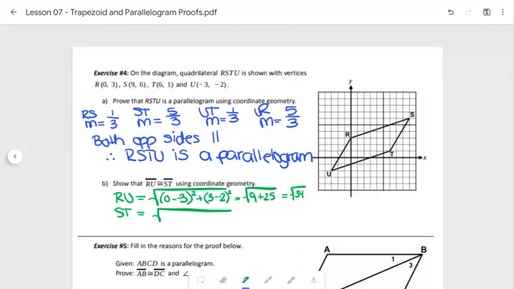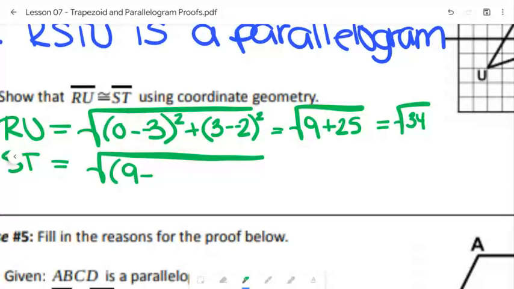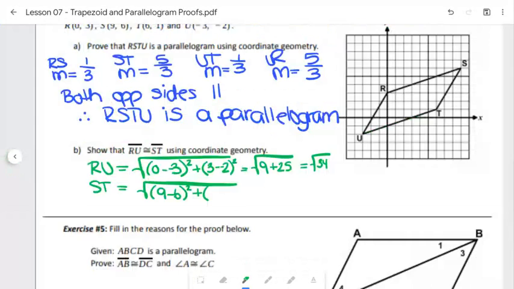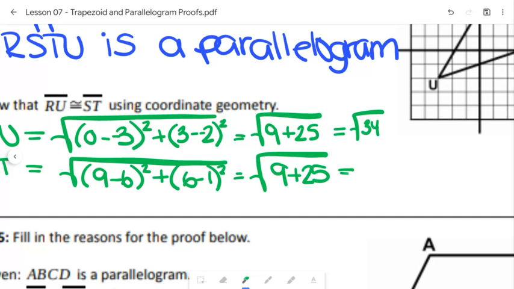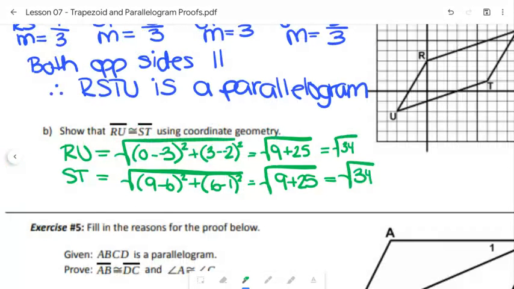ST, we're doing 9 subtract 6 squared plus 6 subtract 1 squared. We end up with 9 plus 25, also equal to the square root of 34. So we don't have to make any statement there because we just showed the two are congruent using that distance formula.